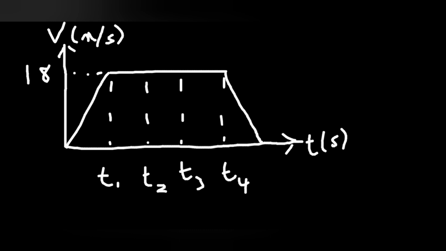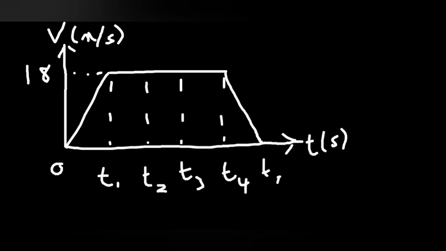We can see clearly that this body started from rest and it accelerated uniformly until it got a velocity of 18 meters per second in time t1 as indicated. Then it maintained this velocity all through T1, T2, T3, and at time T4 before it was brought to rest, let's say in time T5.